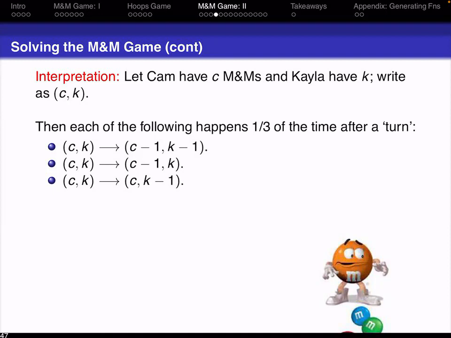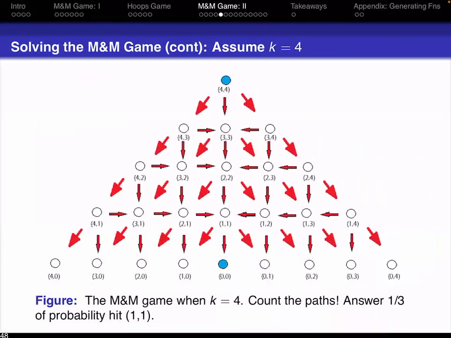All right, so each of the following happens 1/3 of the time. (C,K) goes to (C-1,K-1), or to (C-1,K), or to (C,K-1). And so let's write this graphically. So again, the goal today is to show you there are so many different ways of approaching a problem. We're going to keep getting the same answer.